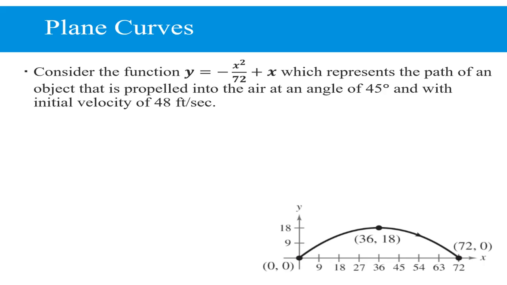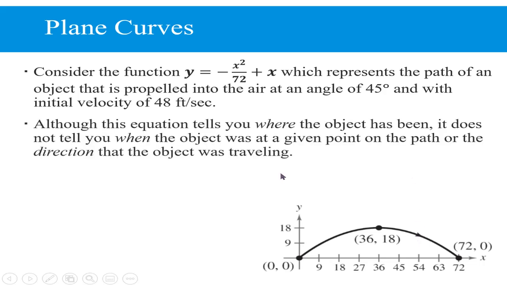Here's an example of a plane curve. Y equals negative x squared over 72 plus x. This represents the path of an object that's propelled into the air at a 45-degree angle, with an initial velocity of 48 feet per second. There's a graph down there. You can see the origin at 0, 0, the vertex at 36, 18, and the x-intercept at 72, 0. We also have a little directional arrow there.